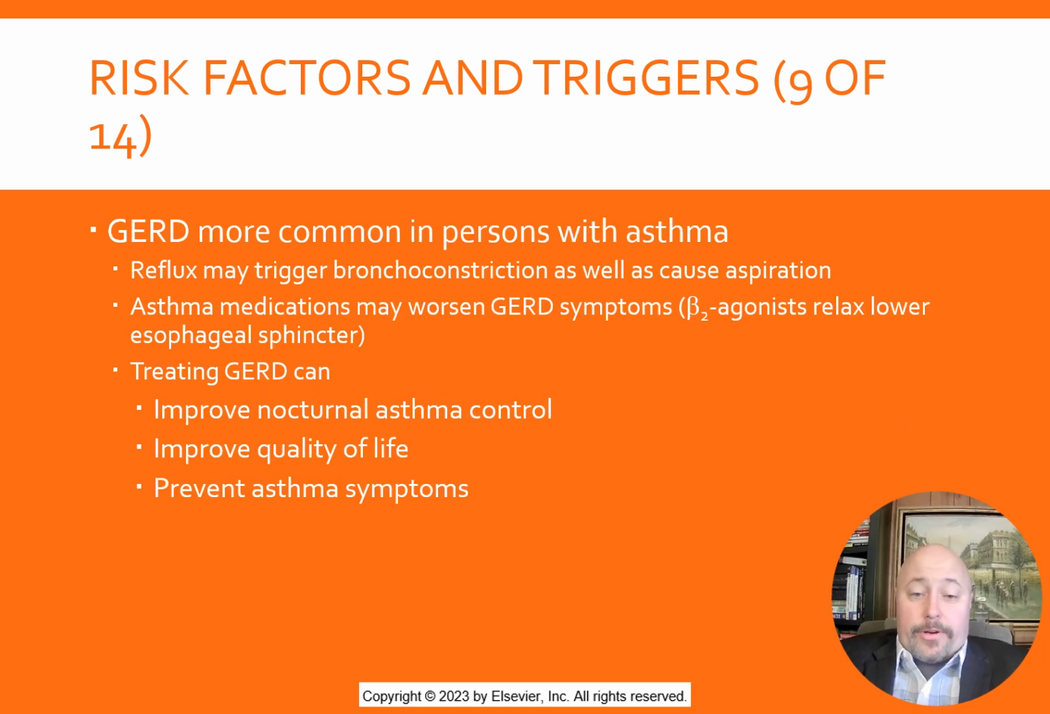GERD is another trigger that's more common in people with asthma. The reflux may trigger bronchoconstriction as well as cause aspiration. Asthma medications may worsen GERD symptoms, and treating the GERD can improve nocturnal asthma control, improve their quality of life, as well as prevent asthma symptoms.